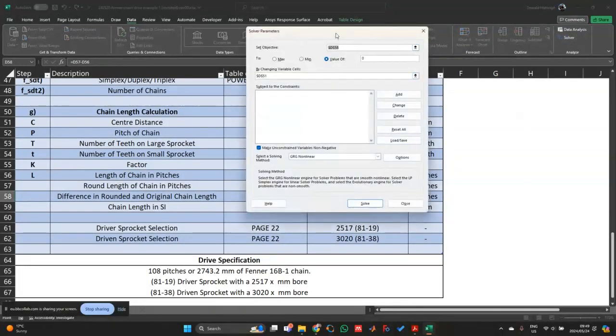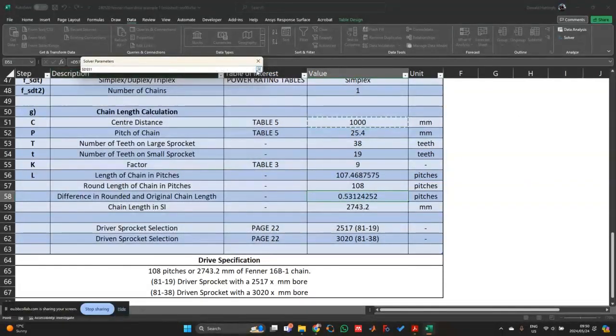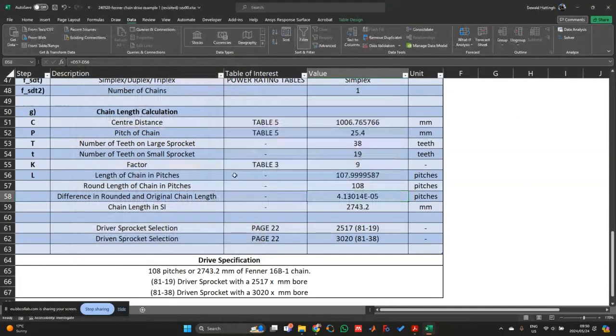So if I click on Solver, then I just have to say I want to set this cell to a value of 0 by changing the variable cell, which is this one over here. And then I can click on Solve. Click on OK, and now you can see the difference over here is almost 0, so that's fine. And my new center distance is then 1006.8.